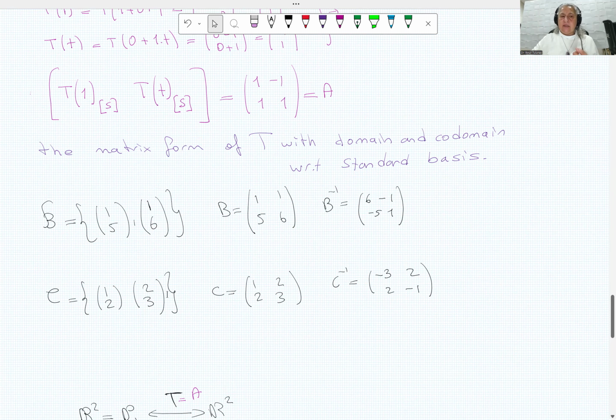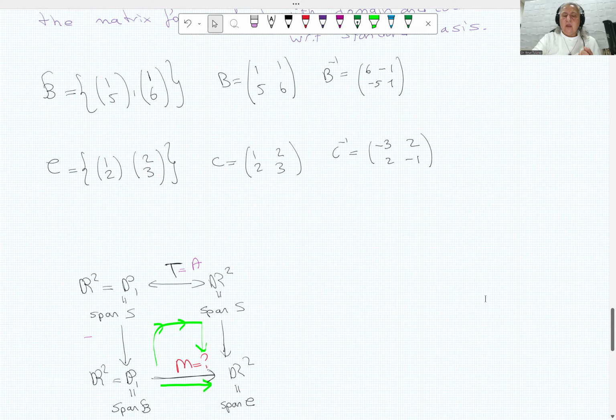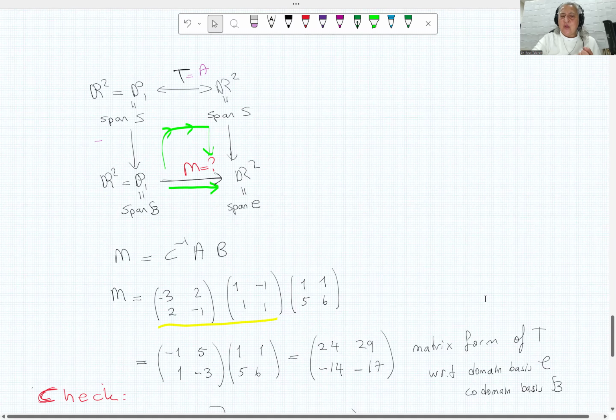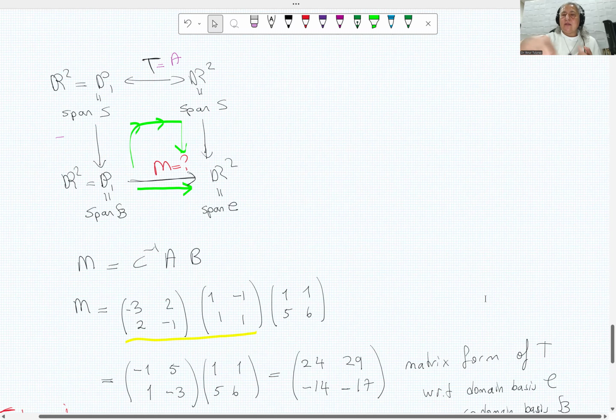Okay, now I just carried forward the information that we've just done. This was another basis of R2, and these are the columns B, B inverse, and this was another basis of R2, and that's C, C inverse. Now we would like to find out that M that we were talking about. That is the matrix form with respect to the basis B in the codomain and C in the domain. And we calculated that the M matrix is C inverse AB.